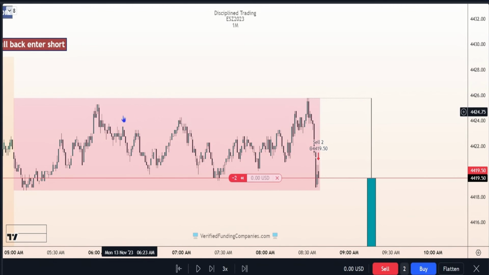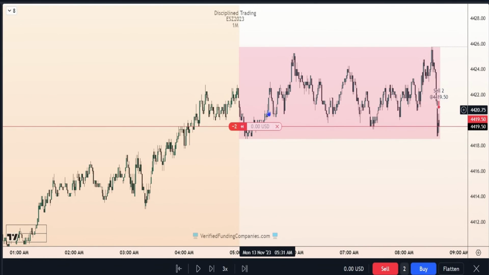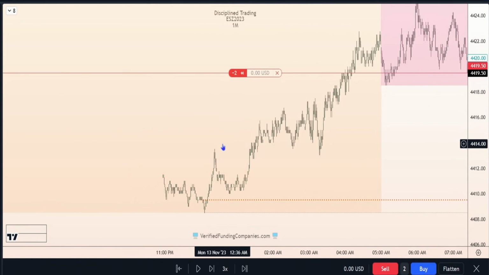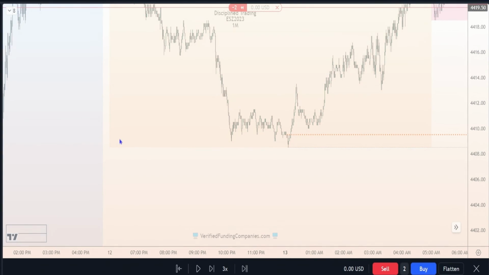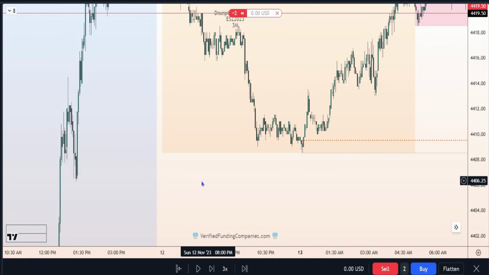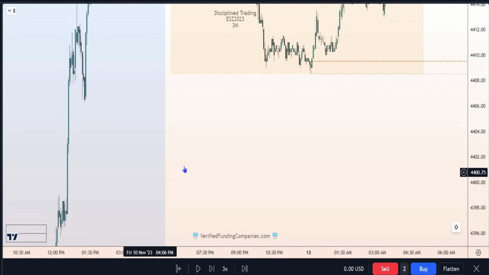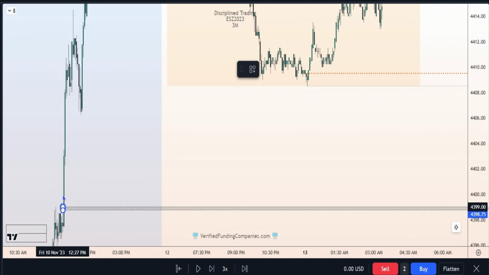I messed up, guys. Before you enter, you need to do a little investigation here. Let's go back to the 3 minute. So this setup works really, really well if there are relatively equal lows or an inefficiency below. So this is going to be like an enhancer. It's going to greatly enhance the odds of success here.